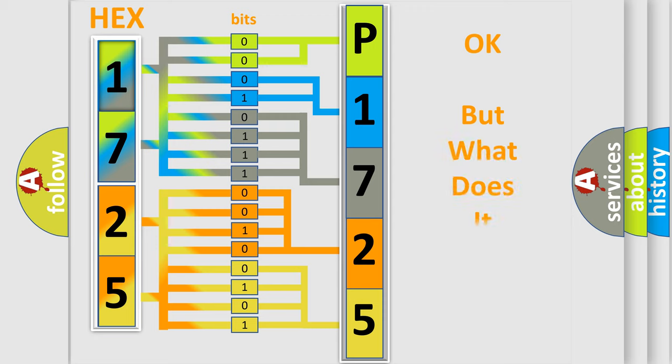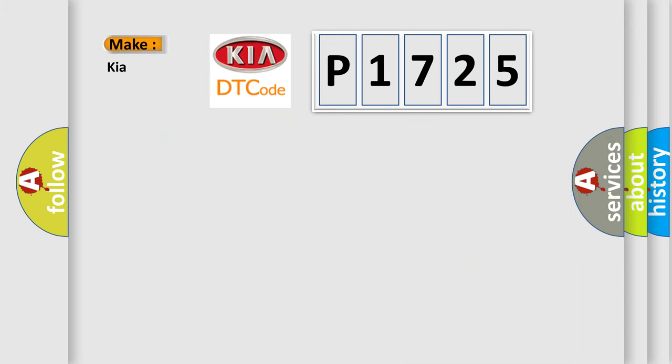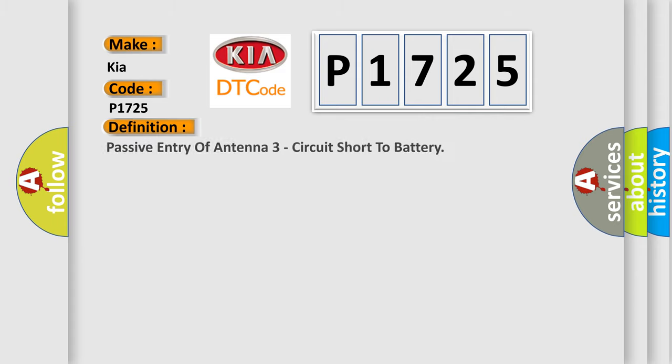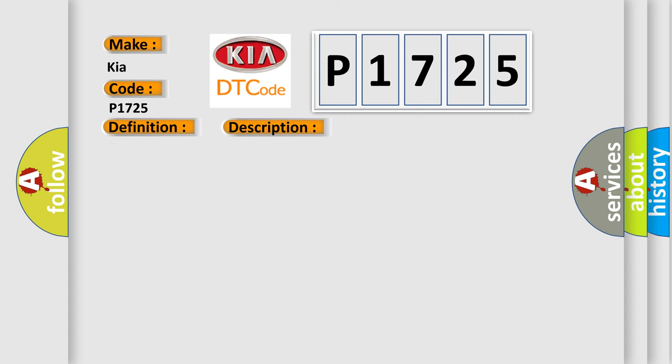The number itself does not make sense to us if we cannot assign information to what it actually expresses. So, what does the diagnostic trouble code P1725 interpret specifically for Kia car manufacturers? The basic definition is passive entry antenna 3 circuit short to battery. And now this is a short description of this DTC code.